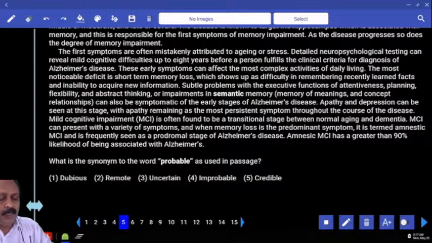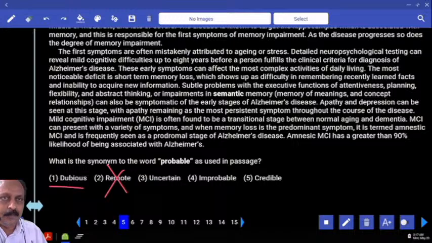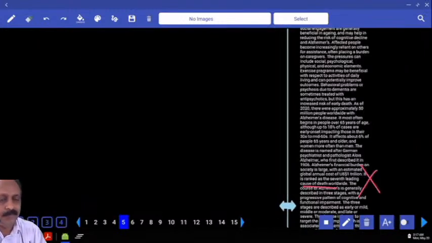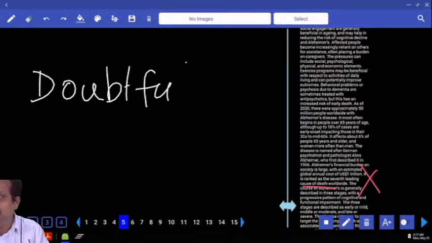What is a synonym to the word probable as used in the passage? This is a bit challenging in my opinion. Can you use the word remote at the outset? And let us take the elimination approach, strike off. Dubious, write the meaning of the word dubious. Very good. I appreciate that. Write doubtful. Dubious means what? Doubtful. Also write one combination.